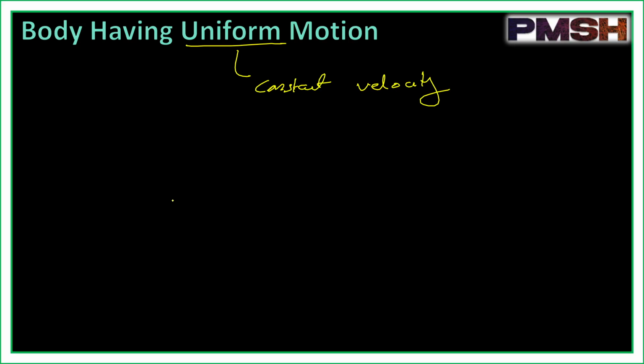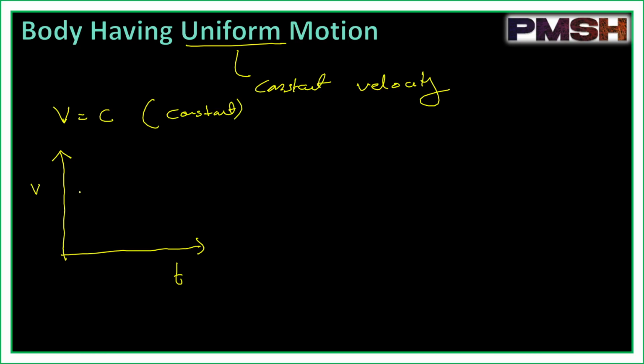So here you can say the velocity is c. C means a constant. Velocity is a constant. If something is a constant, then how will the graph look? The velocity time graph will be parallel to the x-axis. This is the VT graph for a body having uniform motion.